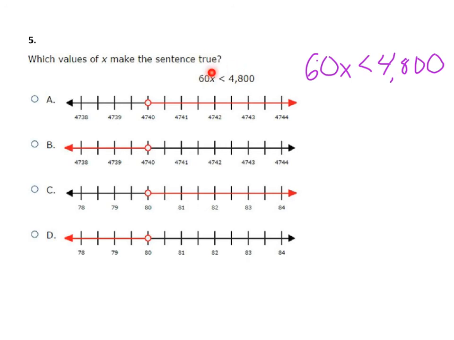Here's another problem where they give us the inequality and then we have to show the answer on a number line. So I just rewrote the problem over here to make it easier for me to solve on the screen. And so here I'm going to draw my line to keep my side straight. And I have 60 times x. So to undo that times, I'm going to divide both sides by 60. And I'm using a fraction bar to represent division. So here, these 60s are going to cancel out, and I'm just left with x. I still have my less than symbol.